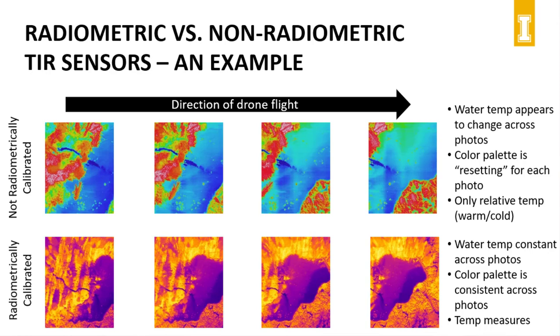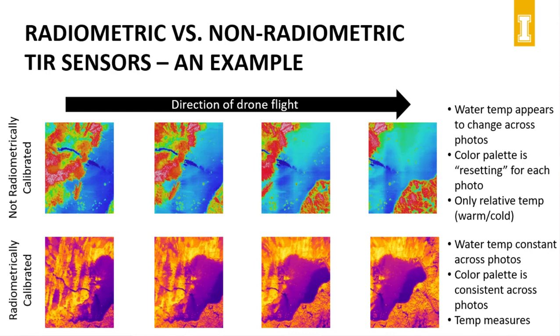These were both taken from a drone that was flying over a beaver pond, and we were looking at water temperature within the beaver pond. The top set of images is from an Autel Evo 2 Duo 640. There's all sorts of letters and numbers in there, but it was a sensor that was not radiometrically calibrated. So it was the less expensive version of this drone and sensor.